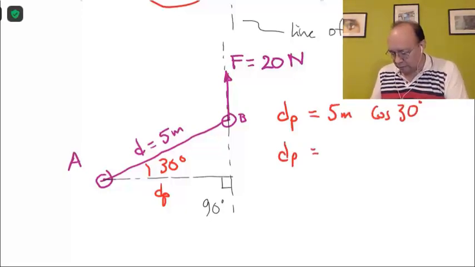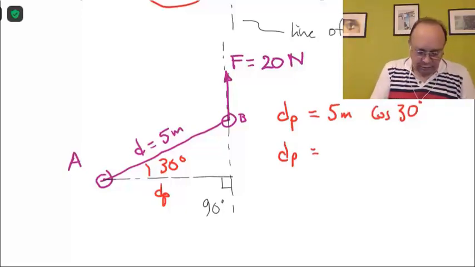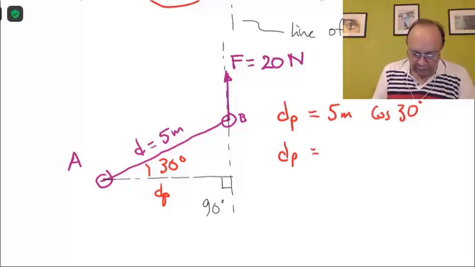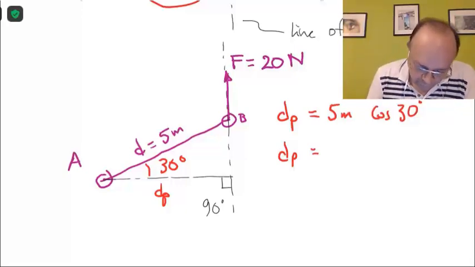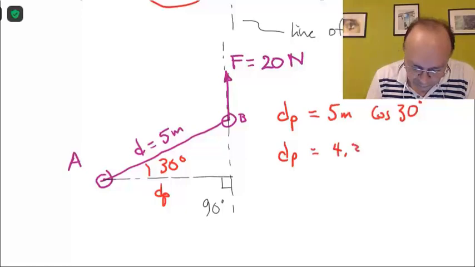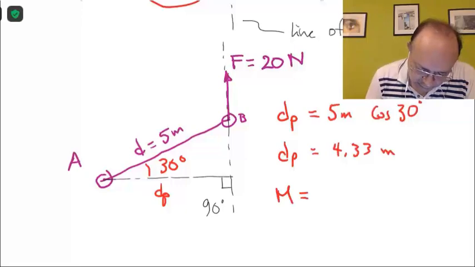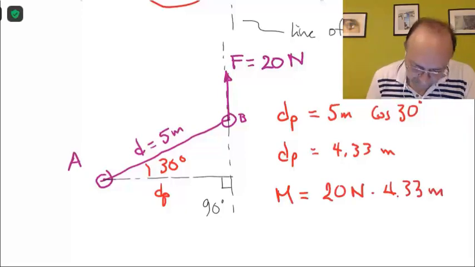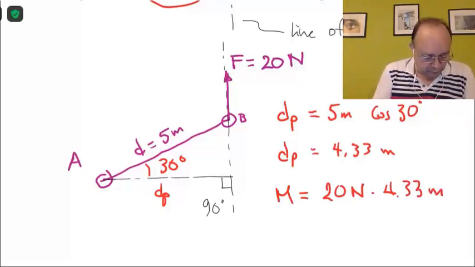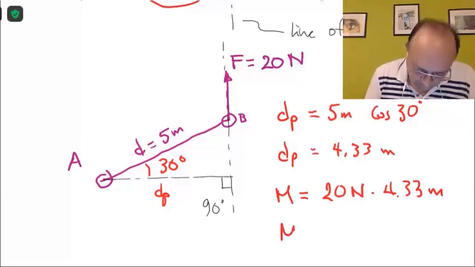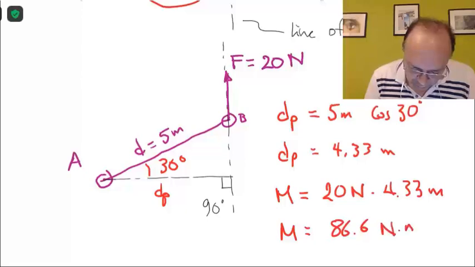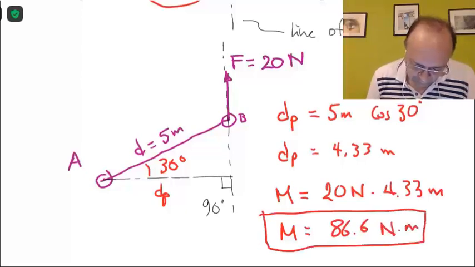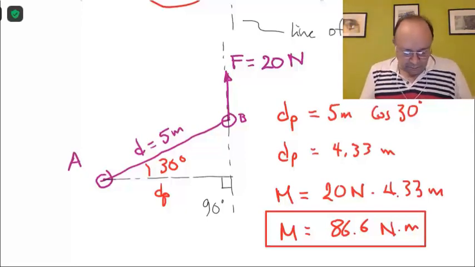So that will be 5 times cosine of 30, 4.33 meters. So now we can calculate the moment as 20 newtons times 4.33 meters. So the moment will be 86.6 newton-meters. All right.